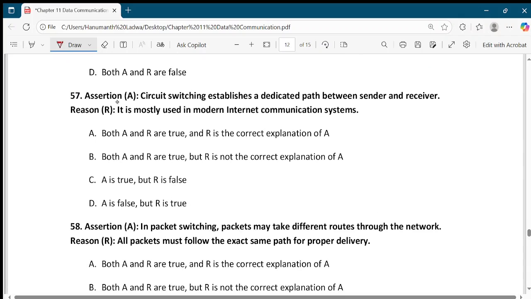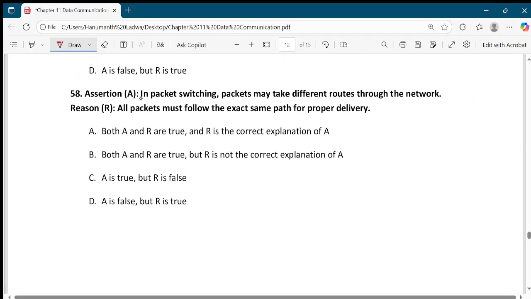Question number 57. Assertion A: Circuit switching establishes a dedicated path between sender and receiver. Yes, this is true. Reason R: It is mostly used in modern internet communication systems. Here this statement is false. You can observe that option C, A is true but R is false, is the right answer.